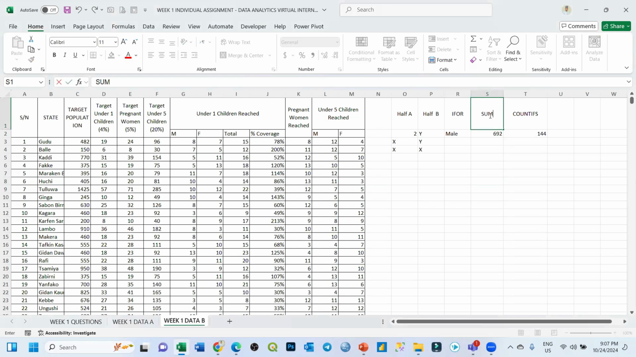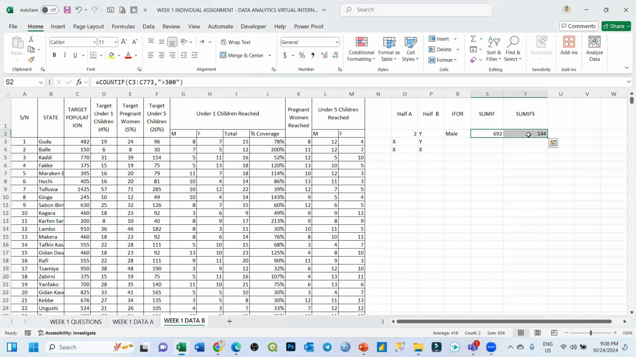I'm deleting this. So let me just come here. Okay, so that will not go much. So I'm saying SUMIF and SUMIFS. That's the next functions that we have. We are going to talk about this. So what did SUMIF and SUMIFS do for us?